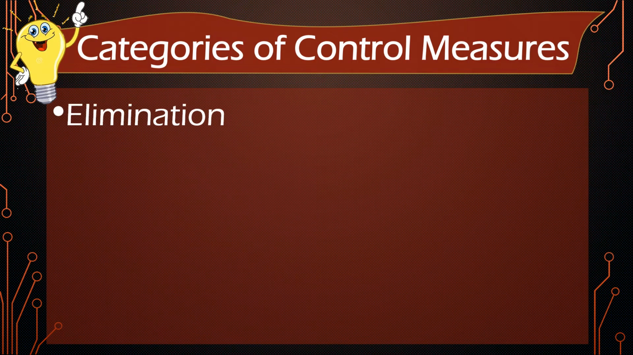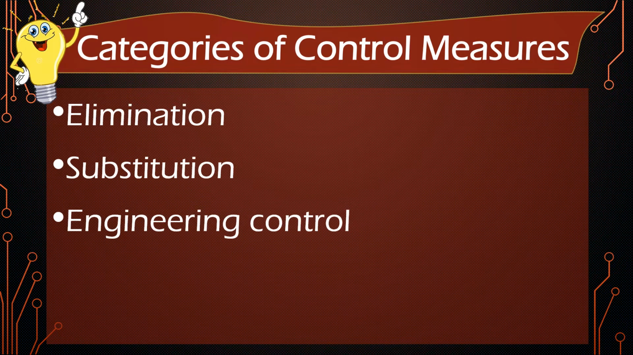The first one is through elimination. This is by means of removing all elements that can be sources of danger. The second one is to substitute, replacing a hazardous agent or work process with a less dangerous one. Third one is engineering control. This is changing a piece of machinery or work process to reduce exposure to hazard.